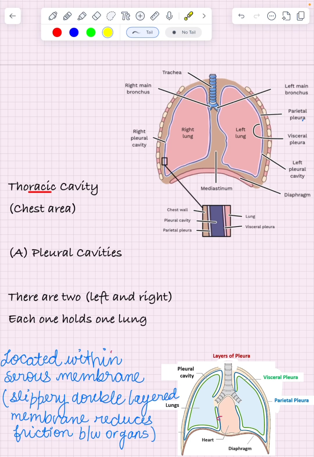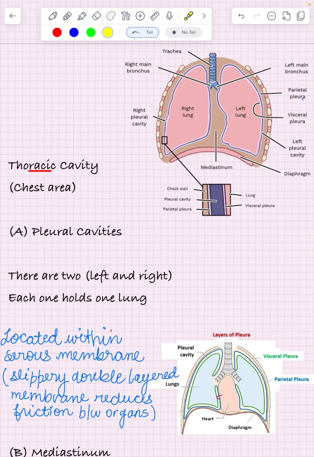The thoracic cavity is located in the chest area and it's vital for housing and protecting the heart and the lungs. So within a thoracic cavity, the first one we have is the pleural cavity. So the pleural cavity, we have two of them. We've got a right pleural cavity and a left pleural cavity, and each one has one lung. The pleural cavity is located within a serous membrane, which is called pleura. It's a slippery double-layered membrane that reduces the friction between the organs.